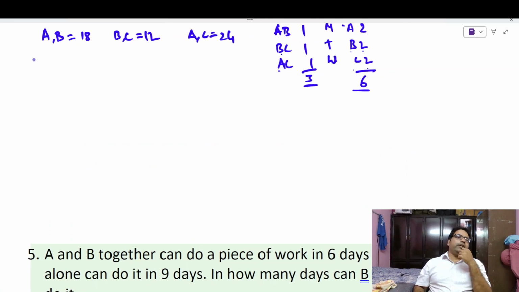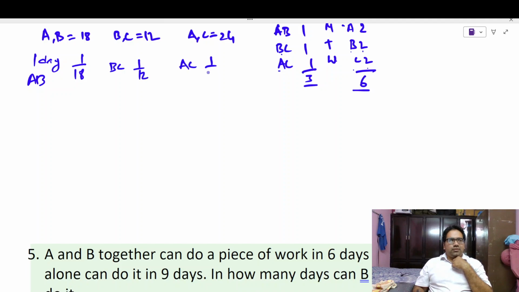So now A and B together they can complete the work in 18 days. That means in 1 day how much they will do? In 1 day they will finish 1 by 18th of work. 1 day of A and B together. Similarly, 1 day of B and C together is 1 by 12. 1 day of A and C together is 1 by 24. Right. 1 day of A and B, 1 day of B and C, and 1 day of A and C is equal to 2 days of A, 2 days of B, 2 days of C. Right? We have just discussed. So that is equal to 2 days of A plus B plus C.